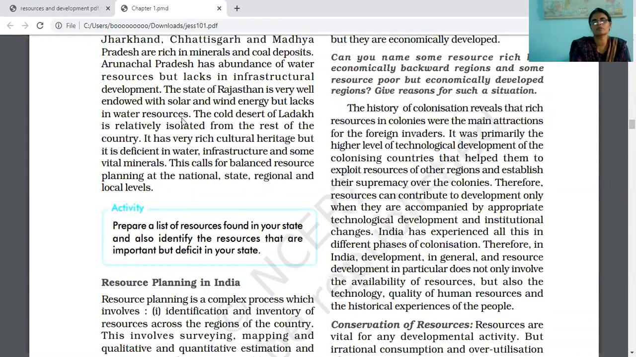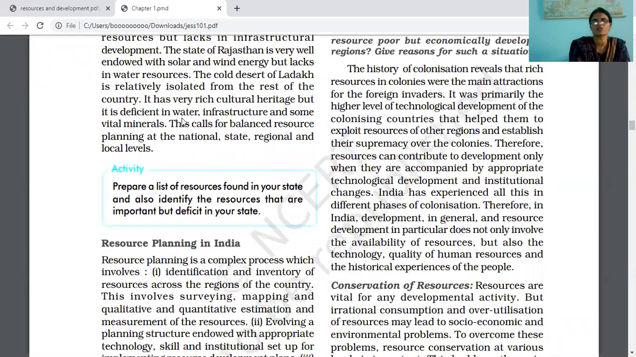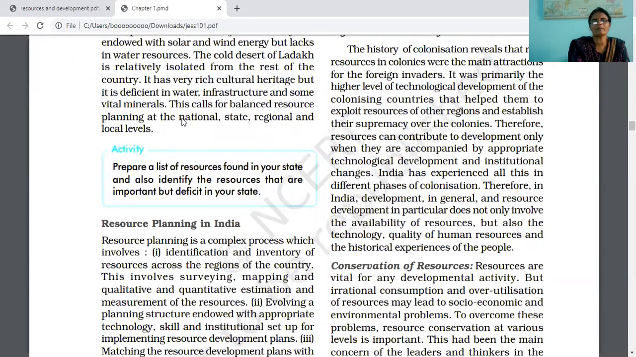And in Ladakh, Union Territory, the cold desert of Ladakh is relatively isolated from the rest of the country. Now it is not isolated, it is a union territory. Development activities are taking place at high speed there, we can say. It has a very rich cultural heritage, but it is deficient in water. There is a problem of water and infrastructure. Some vital minerals are also not there, but in culture, they are rich. So, this is the diversity. This is the richness of India.